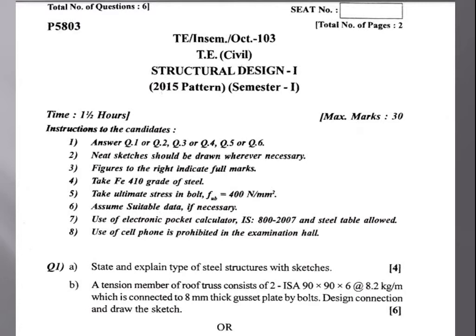Okay, then next, a tension member of a roof truss consists of two ISA 90 by 90 by 6 at 8.2 kg per meter, which is connected to an 8 mm thick gusset plate by bolts. Design the connection and draw a sketch.